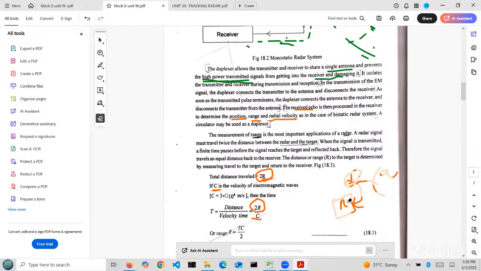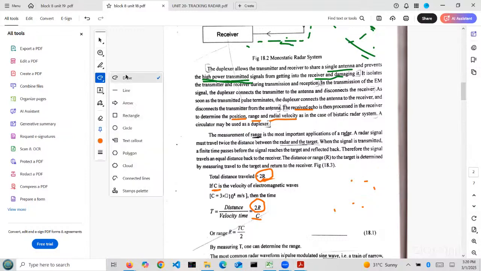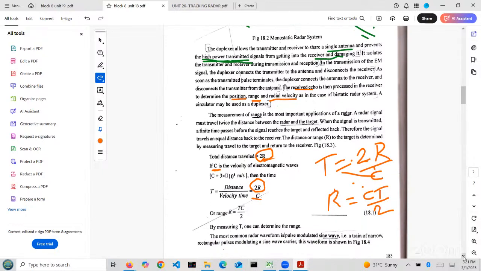From that, calculate the r value. Adjusting the terms, what will we get as the value of r? T equal to 2r by c. Cross multiplication and calculate the r value. R equal to ct by 2. As time period and frequency are reciprocal, in terms of frequency, how do we write it? R equal to c by 2 times f, if it is in terms of frequency.